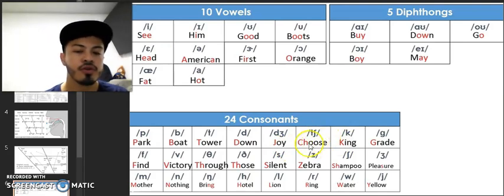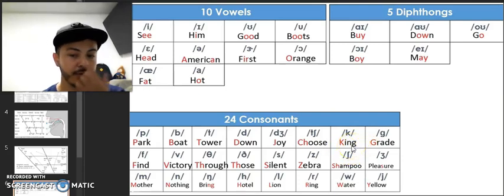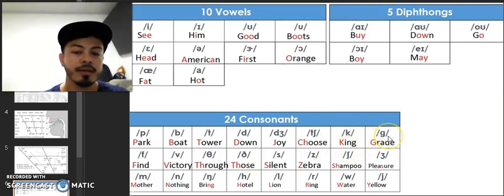Then we have choose, king. Oh, by the way, this sound is pronounced "ch". And this one, king. This is a nasal "ing". King. So the sound is made with the nose. This is the letter G and it's pronounced "g". Grade.